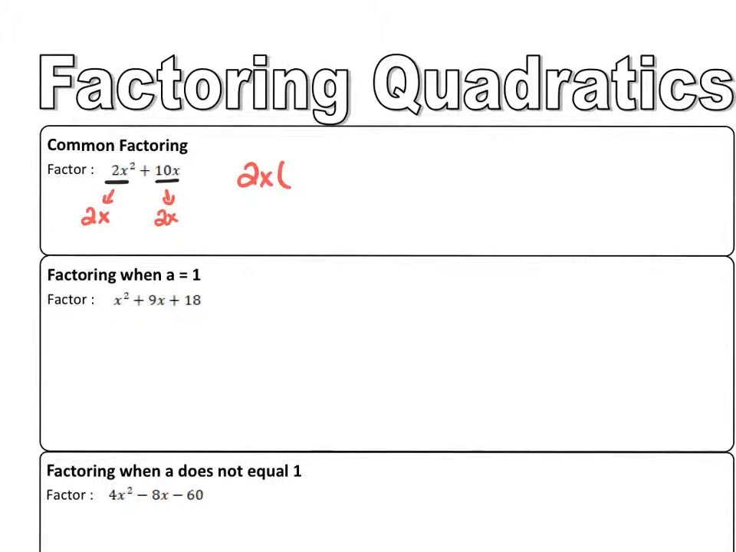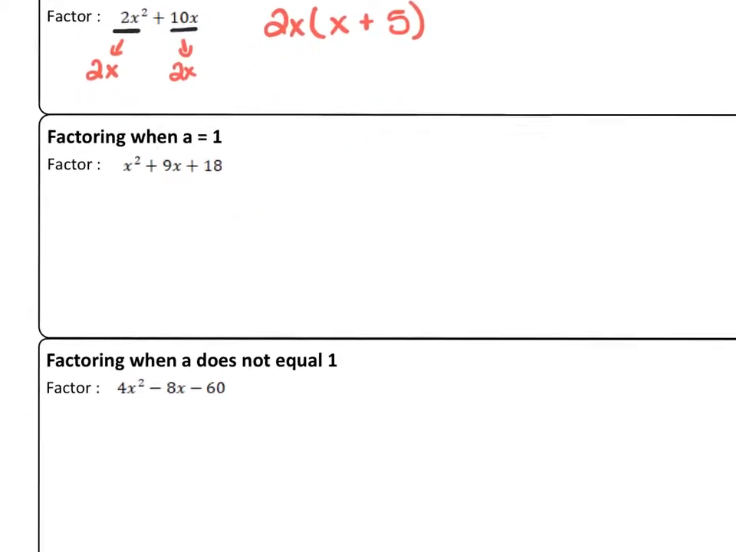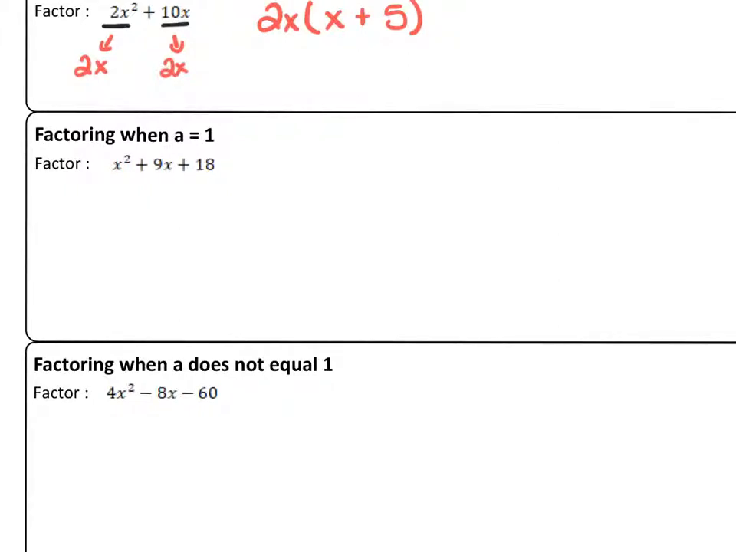Then what we're going to put in the brackets is whatever's left. When you divide 2x squared by 2x, you have an x left over. And when you divide 10x by 2x, you have 5 left over. So that is common factoring. You just have to find something that's common between both of those terms and divide both terms by that factor. Super simple.